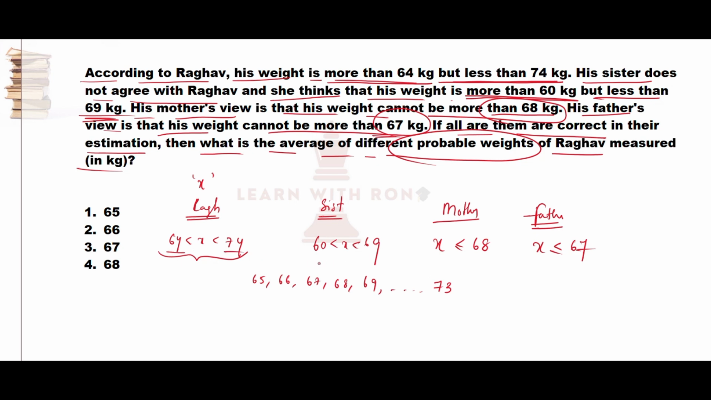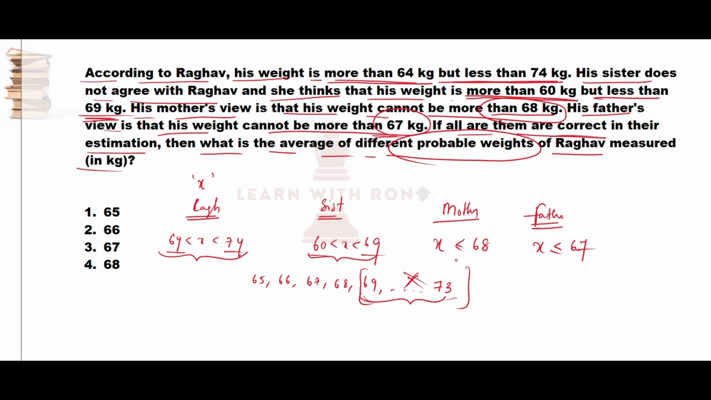From the sister's point of view, it should be 60 to 69. So in between 60 to 69 but not 69, right? So from 69 to 73, these probable weights are not correct. See, the sister's estimated inequality is between 60 to 69. They said all the estimations are correct. So if this estimation is also correct, from 69 to 72, 73, these weights should not be considered.